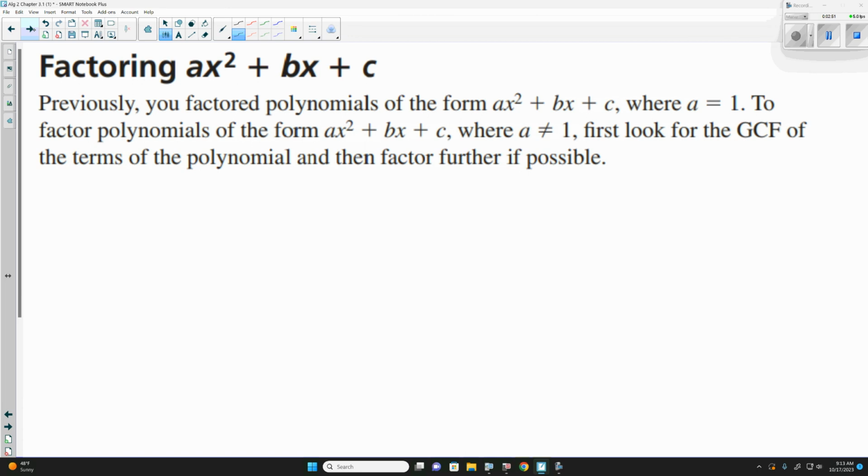I have a feeling we're going to be a little pushed for time here in a second. But previously you factored this. And when they say previously, they mean in Algebra 1. It's been a while since y'all done factoring polynomials of the form ax squared plus bx plus c, where a is equal to 1. To factor polynomials of this form where a is different than 1, we first look for greatest common factor, and then we do our other steps from there.